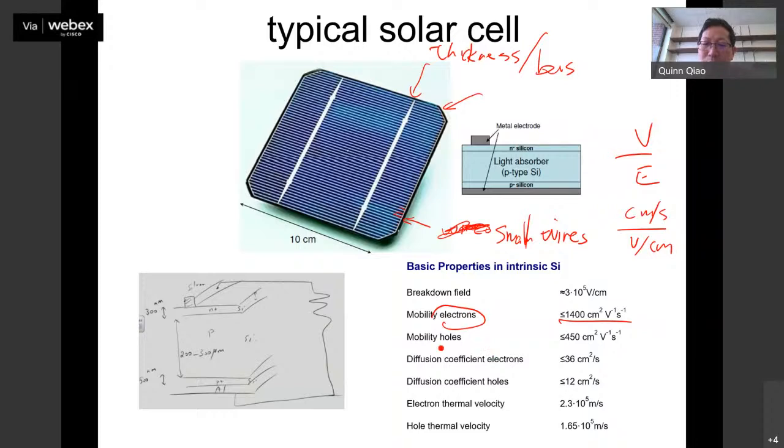And then look at the hole mobility, it's only 450. See, the electron mobility is about 3 or 4 times higher than the hole mobility, okay? That's why if you look at solar cells, you basically use p-type materials. Because in p-type, when you have sunlight shining there, you generate electrons. Those electrons will have higher mobility than the holes. That's why you use p-type materials.